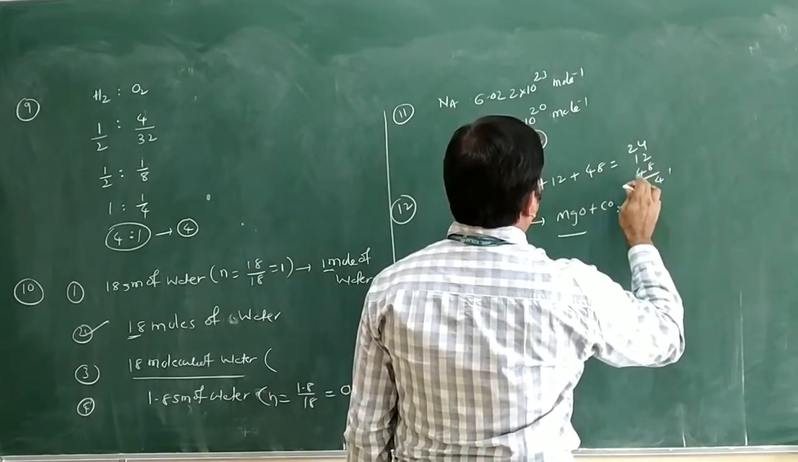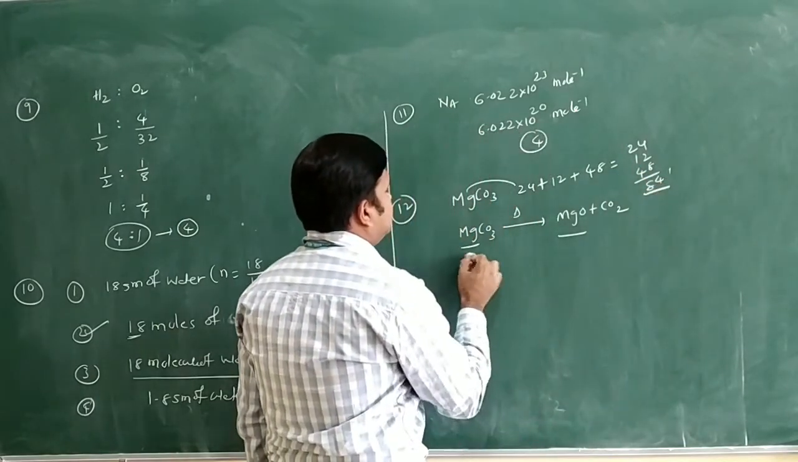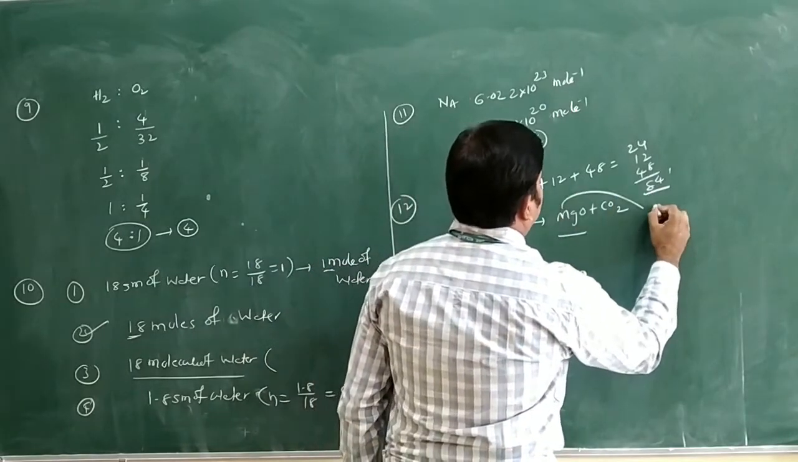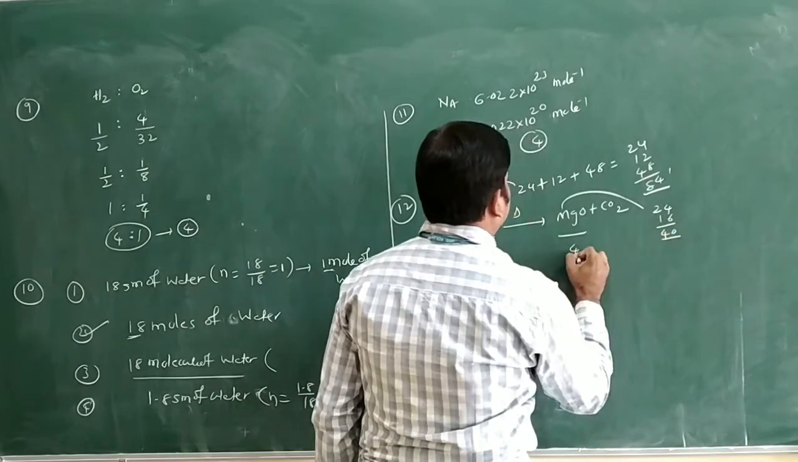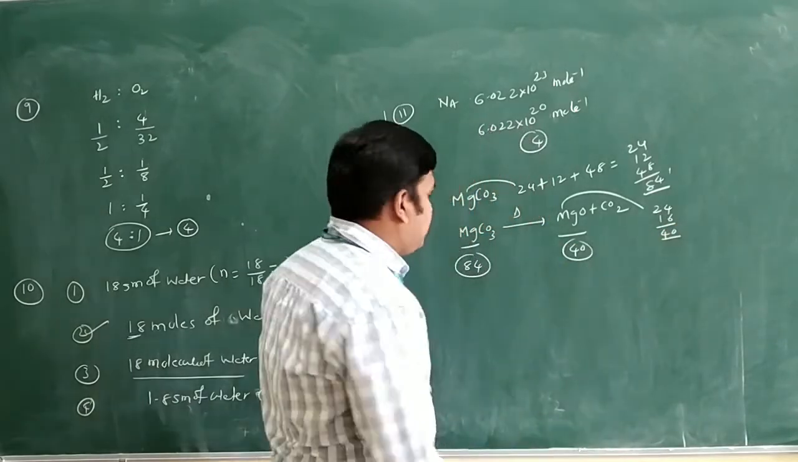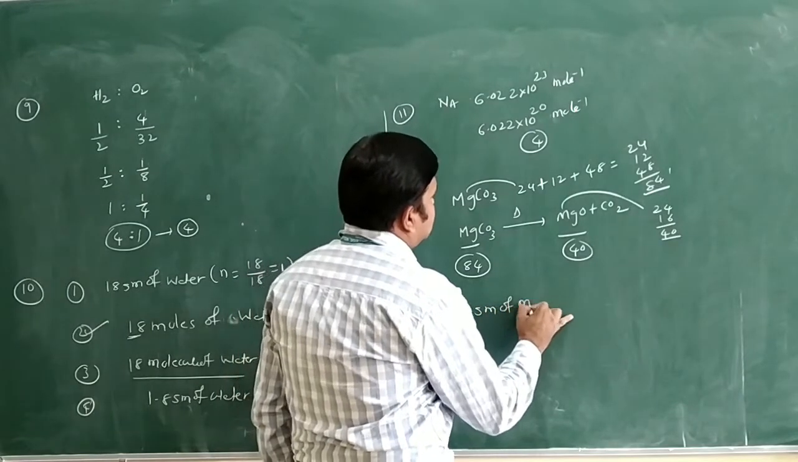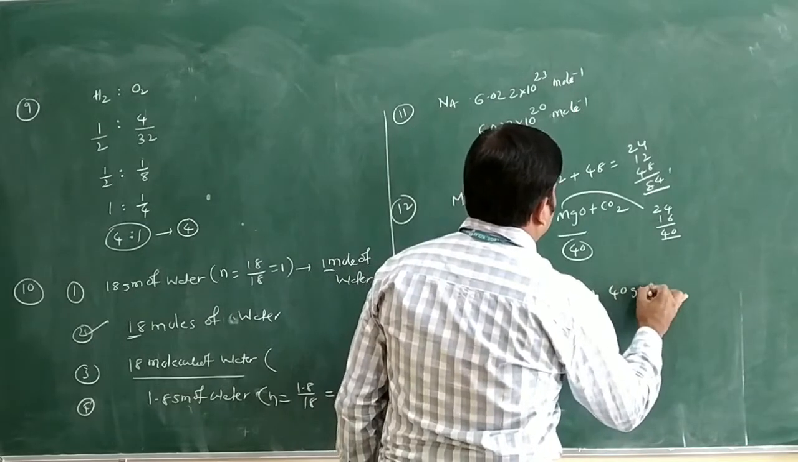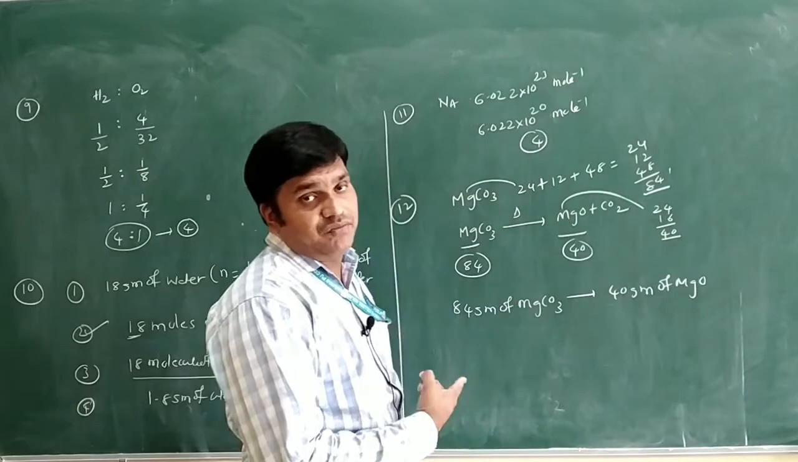12 plus 24 plus 48, you will get 84 grams only. This is 84. And what is the magnesium oxide weight we have? This is 24 and this is 16. How much we have? 40. From the balanced equation I am writing here, 84 grams of MgCO3 gives 40 grams of MgO. This I am writing from which one?